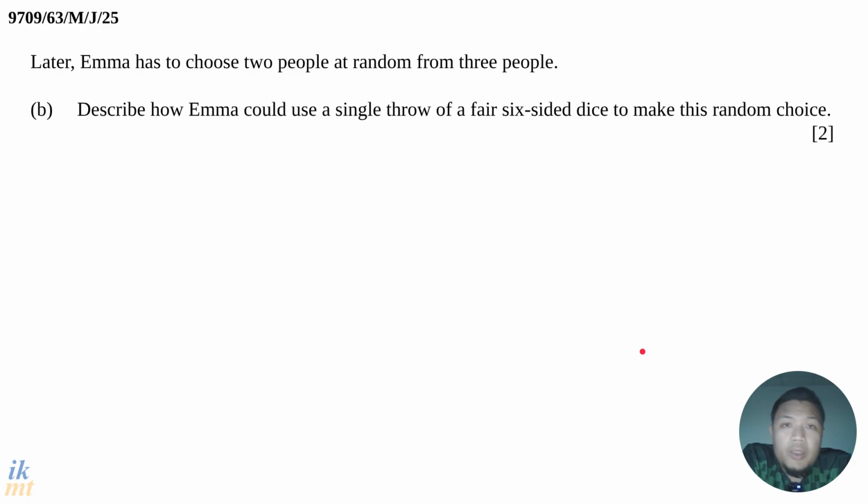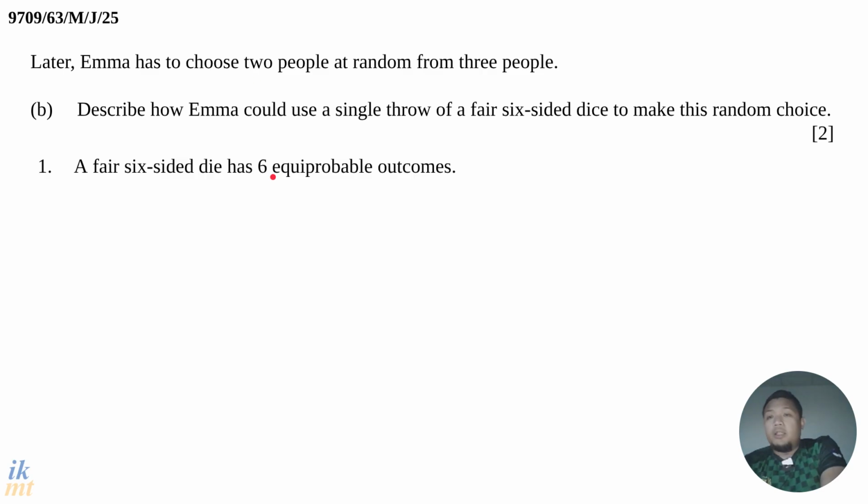All right, now the second part. Later, Emma has to choose 2 people at random from 3 people. Part B: describe how Emma could use a single throw of a fair six-sided dice to make this random choice. So you want to throw a single fair six-sided dice, just one throw, but you want to choose 2 people. All right, so let's look at it first. Let's consider the situation here.